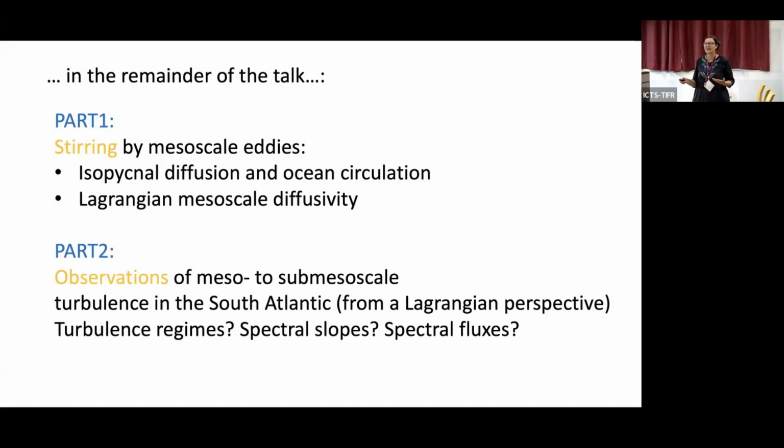Okay, in the remainder of this first part, I'm going to focus more on stirring by mesoscale eddies. I'm going to show you an example of the effect of isopycnal diffusion on ocean circulation. Then I'm going to talk about really classical diagnostics of Lagrangian diffusivity and how I have applied them. And in part B, it will then be about observations. So what could we learn from observations, particularly in the South Atlantic from the Benguela upwelling region, about the meso to submesoscale turbulence.